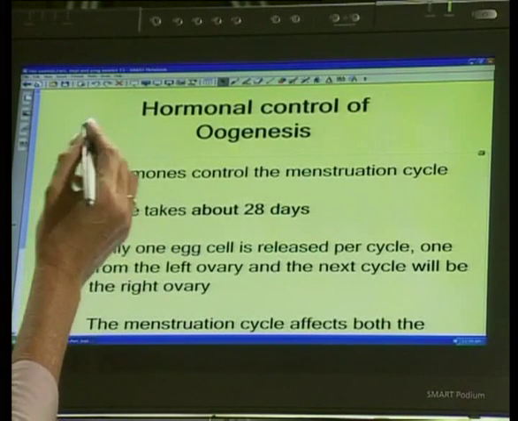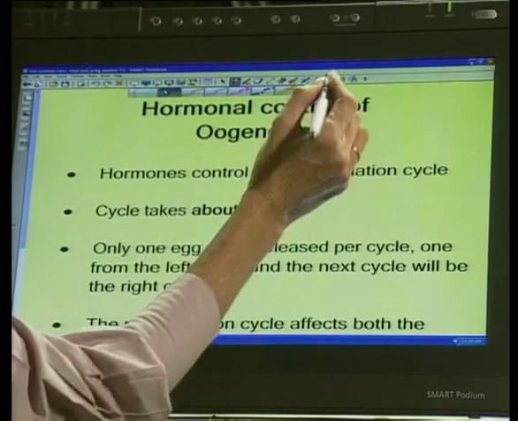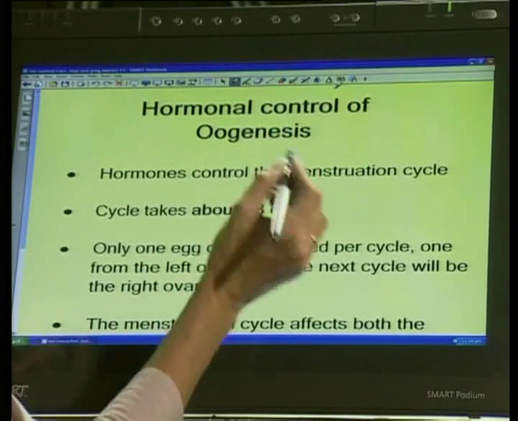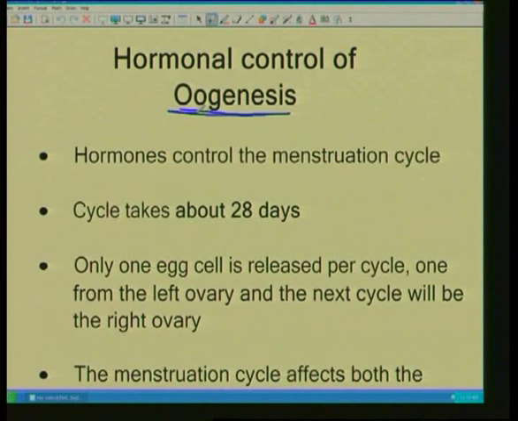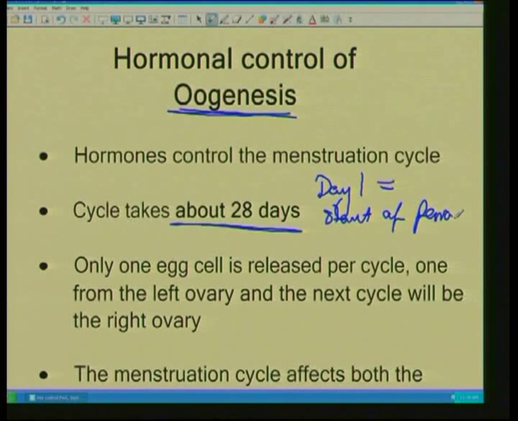Moving along, we start off first of all with the hormonal control in oogenesis. Remember oogenesis, the creation of the female egg cell. So hormones control the menstrual cycle or menstruation cycle. The cycle takes about 28 days. Now remember, the first day, so day 1, is the start of the period. In other words, menstruation.